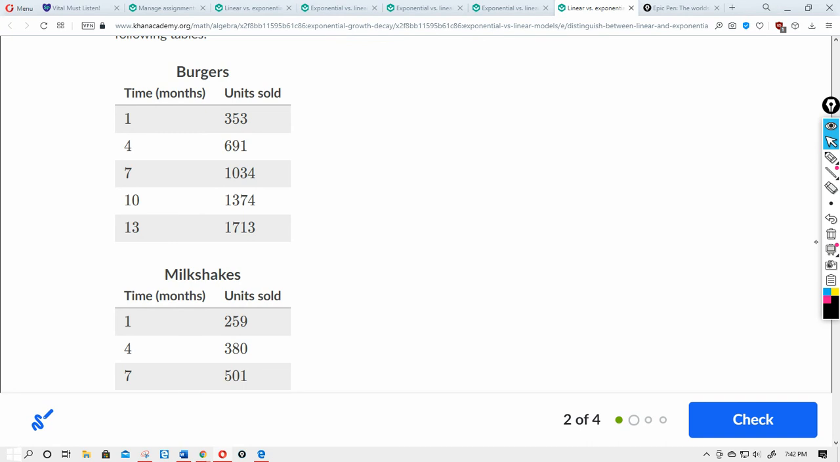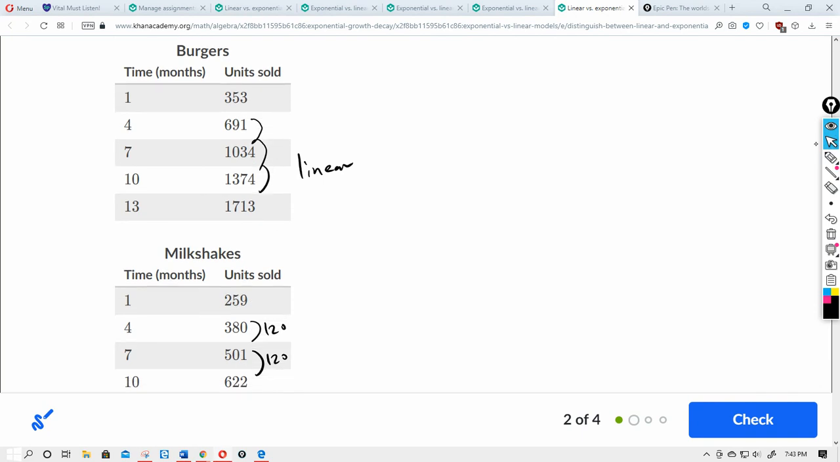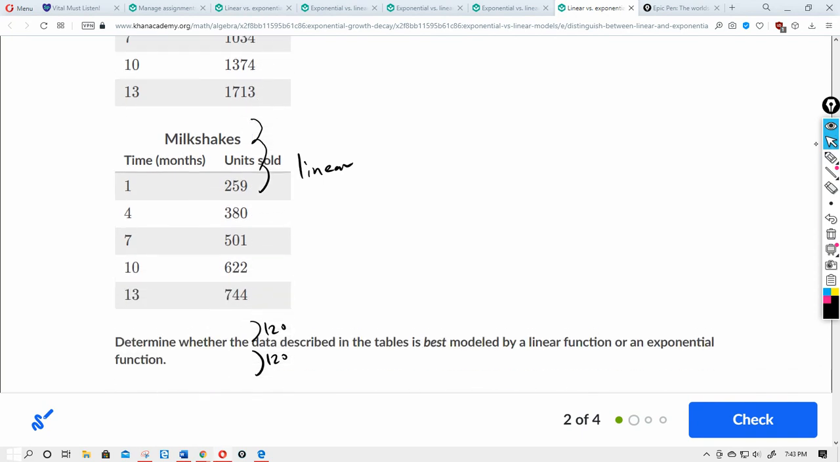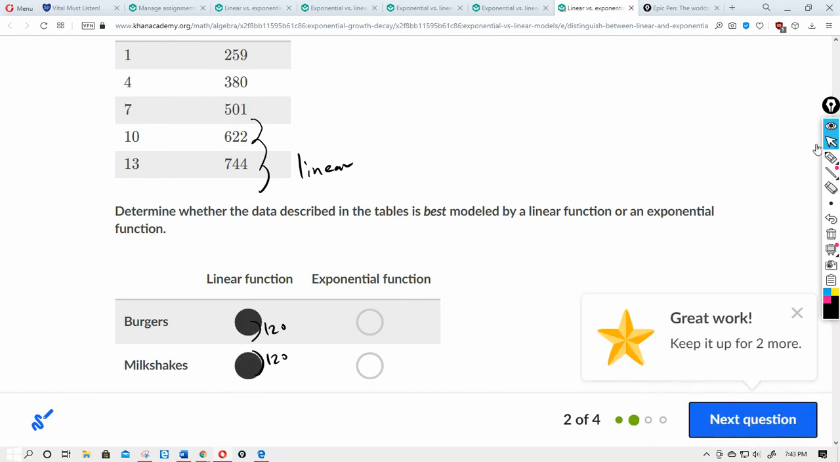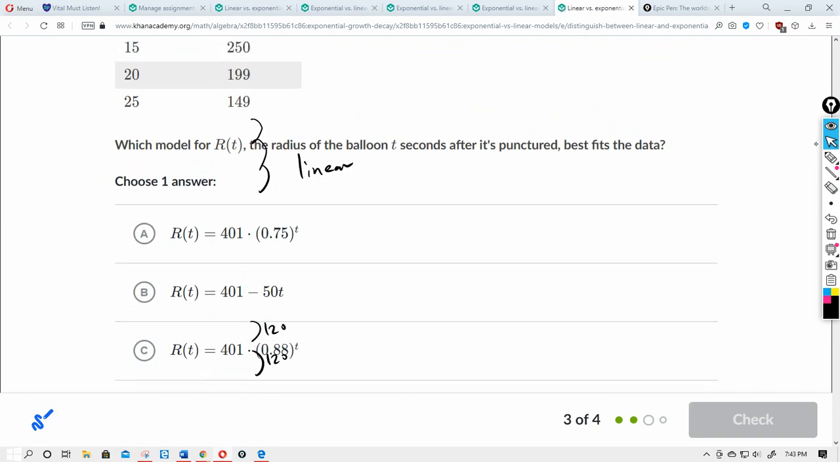So you could just tell by looking at it in most cases. All right. This goes up by about 300, about 300, about 300. I can tell this is linear. And this one goes up by about 120. About 120 again. I'm pretty sure this is going to be linear on the bottom as well. Yeah, 120 each time. They're both linear.